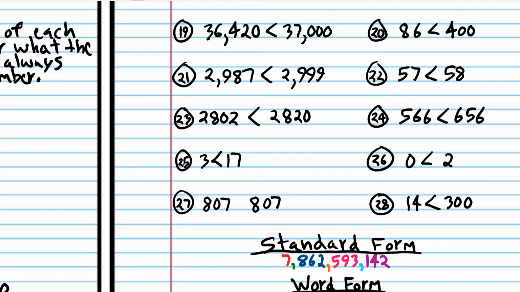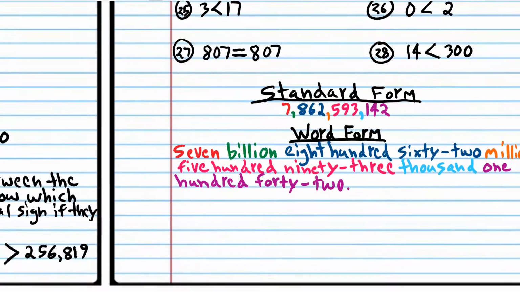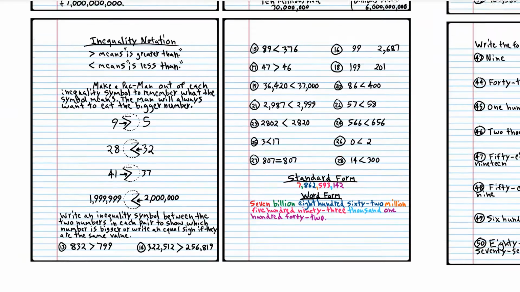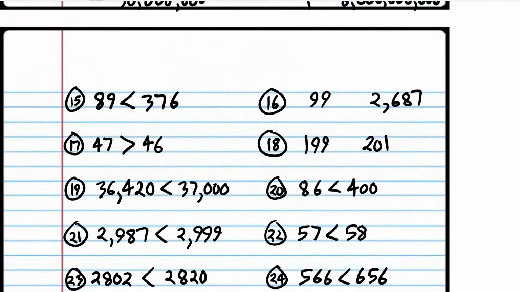So now, number 27, there's something interesting. For 27, these numbers are both the same. So if the numbers are both the same, you write what's called an equal sign. That means the numbers are the same. Those lines are supposed to be horizontal, but I don't have a very steady hand. All right, so that's inequality notation. Now, oh, I forgot to do these. This number has more digits, so Pacman eats that number.